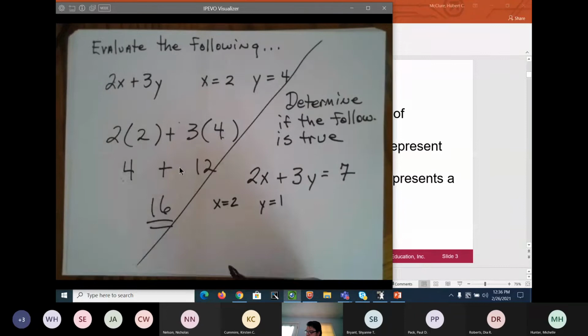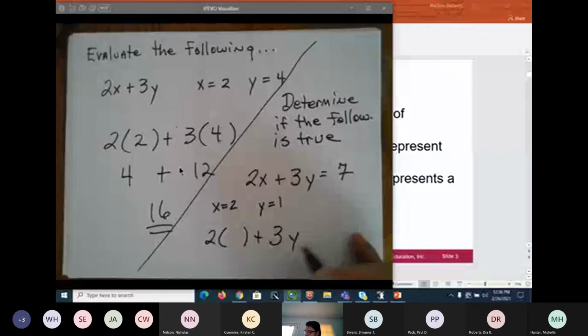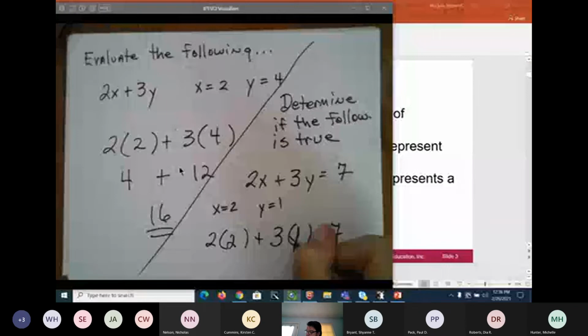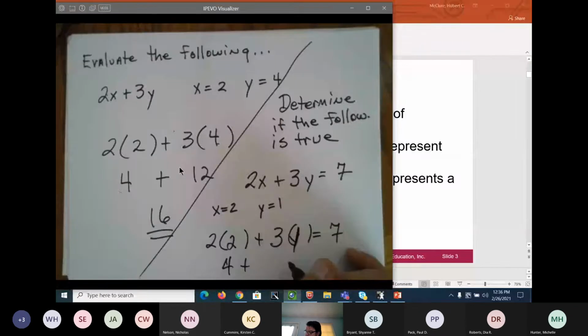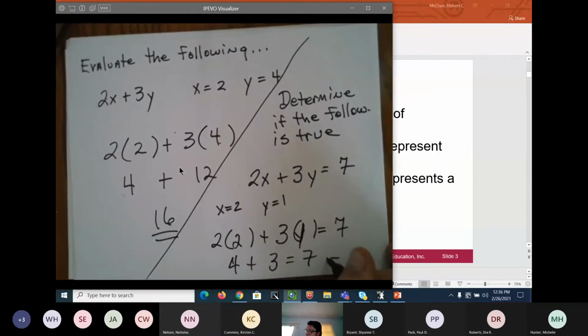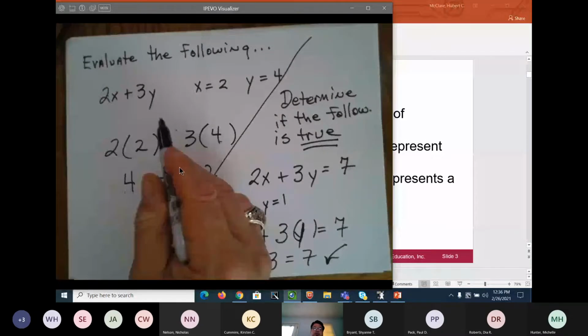All right. 2 times parentheses plus 3y is parentheses is equal to 7. Plug in a 2 here and a 1 here. 4 plus 3 is equal to 7. True or false? True. So this one would be true. If it came out with 4 is equal to 7, that would be false. So these are 2 questions that are on the test.